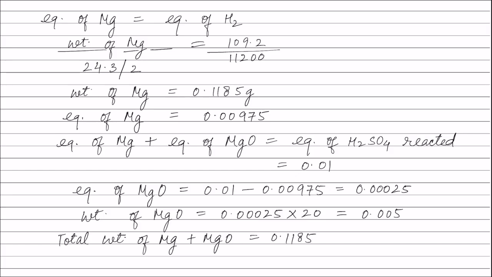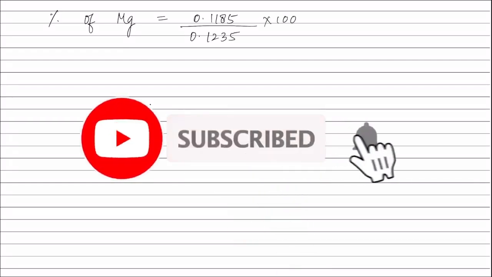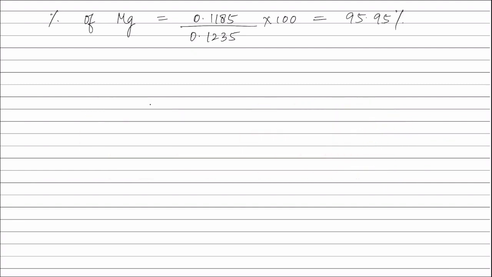Therefore, total weight of magnesium plus magnesium oxide is equal to 0.1185 grams plus 0.005 grams, and this is equal to 0.1235 grams. Therefore, percentage of magnesium is equal to weight of magnesium, that is 0.1185 gram, divided by total weight of magnesium and magnesium oxide, that is 0.1235 gram, into 100, and this is equal to 95.95%.